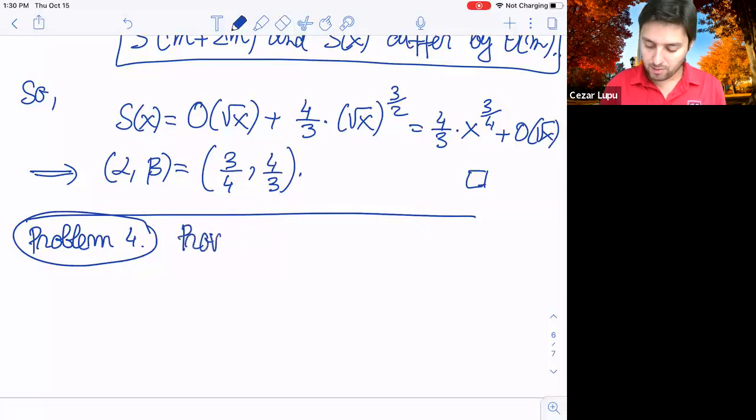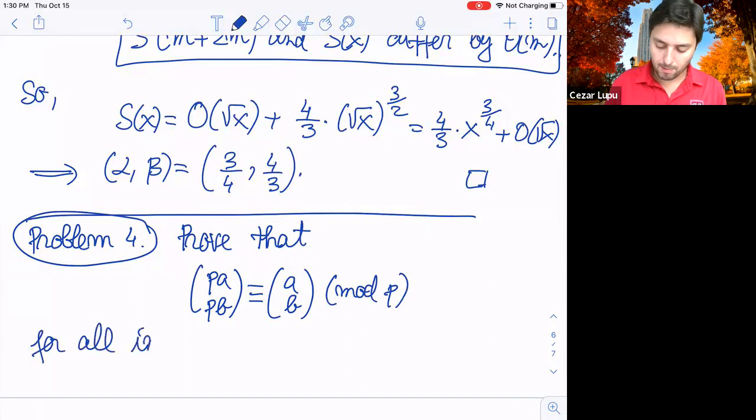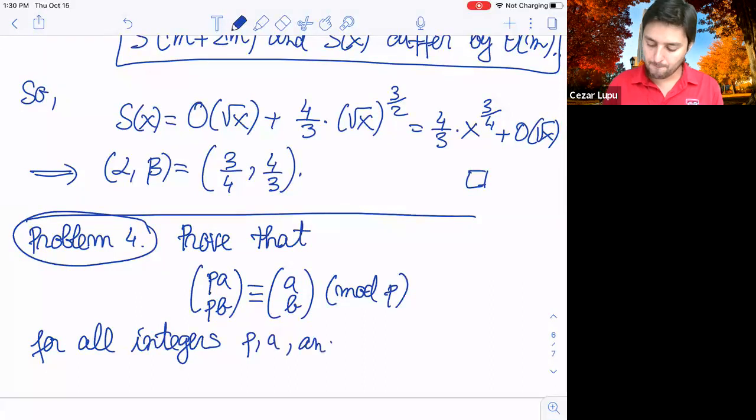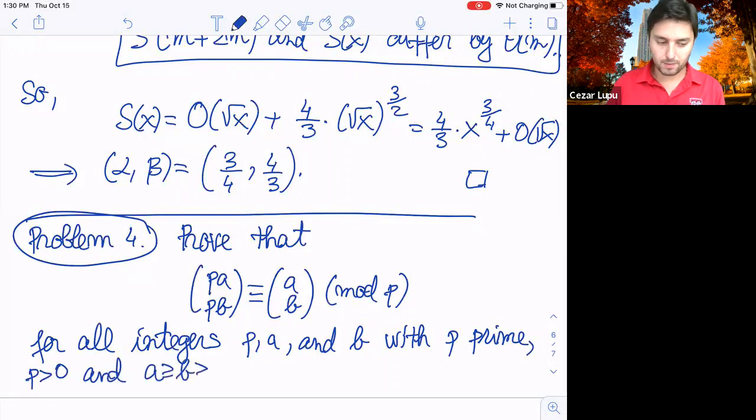So the first problem, and it's a problem on our list, is to prove that pa choose pb is congruent with a choose b mod p, for all integers p, a, and b with p prime, p greater than 0 and a greater or equal than b greater or equal than 0.